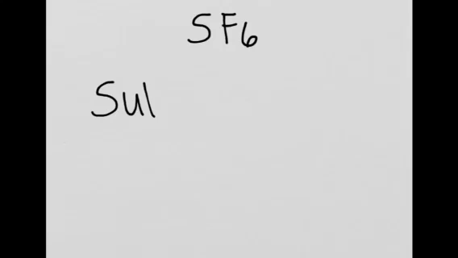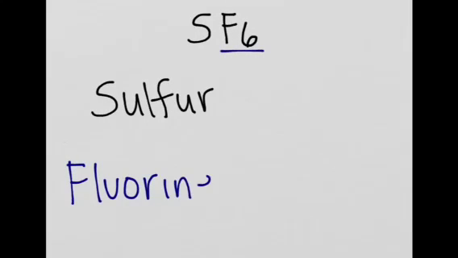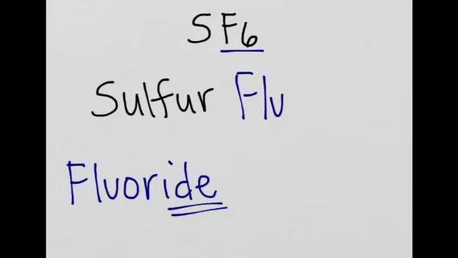Let's try this one. SF6. So S is sulfur, and fluorine is a nonmetal, and that would of course change to fluoride. You've probably heard of fluorides in your toothpaste, and that's what happens to make it possible to use the ionic naming convention. Now, is that really an ionic compound? It isn't. It's not ionic at all.